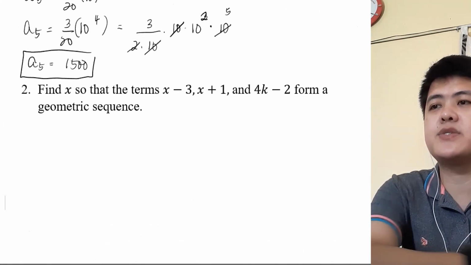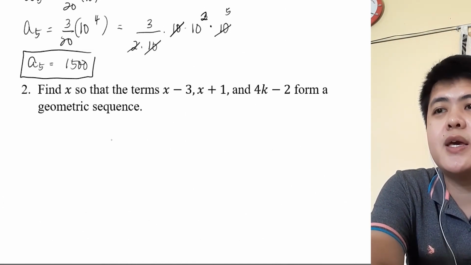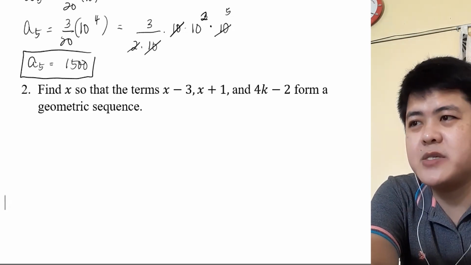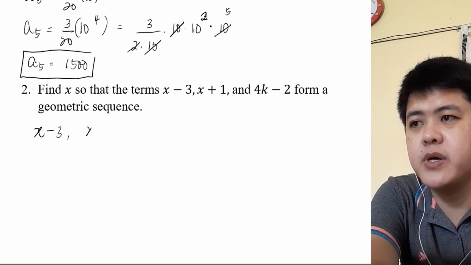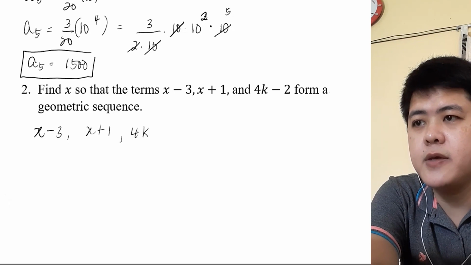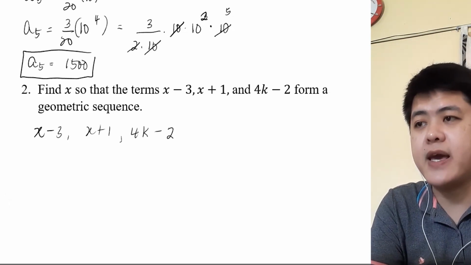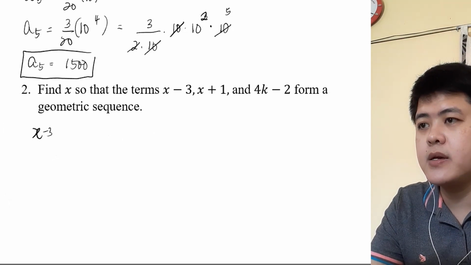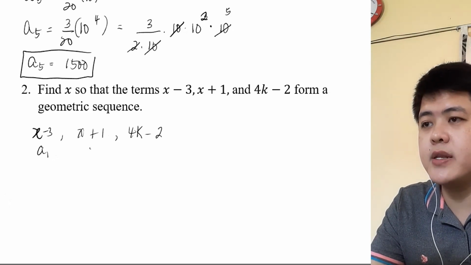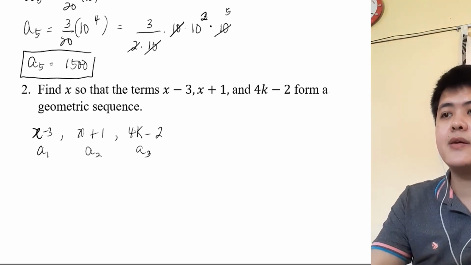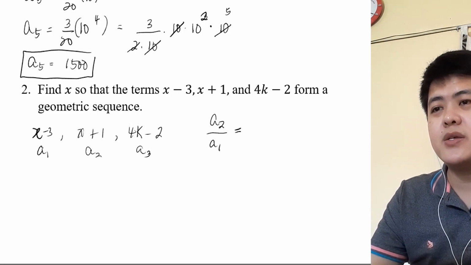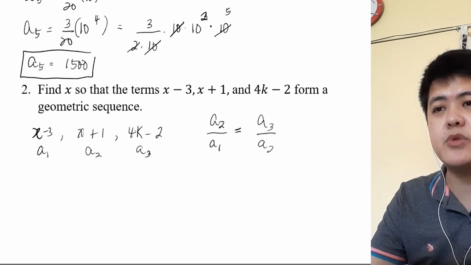Number 2, find x so that the terms x minus 3, x plus 1, and 4x minus 2 form a geometric sequence. So we'll have x minus 3, x plus 1, and 4x minus 2. This is a sub 1, a sub 2, and a sub 3. And a sub 2 over a sub 1 is equivalent to the common ratio. It's also equivalent to a sub 3 over a sub 2, which is also the common ratio.